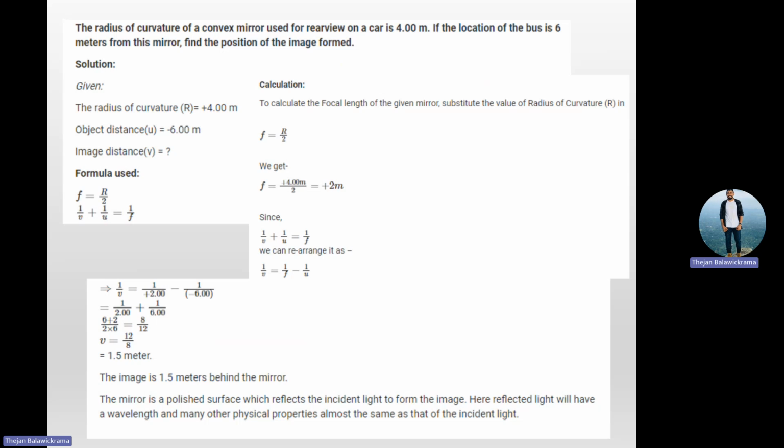Next, have a look at the question. What is the position of the image? You know the equation. The radius of curvature of a convex mirror is 4 meters. The object location is 6 meters from the mirror. Find the position of the image formed. First of all, look at the data set given to us. The equation I use is 1/v + 1/u = 1/f, where v is the image distance and u is the object distance, and f is the focal length.